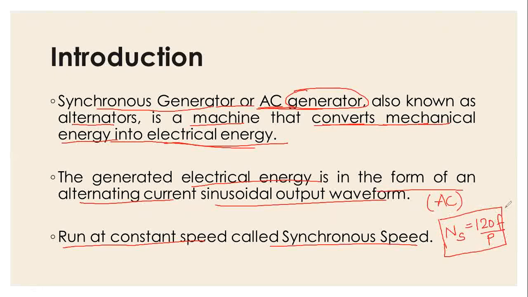And this we will see in detail later when I tell you about the frequency of the induced EMF. There also we will derive this equation, where we will see how the speed depends upon the frequency as well as the number of poles. So these generators basically run at this speed constantly. That is why they are called synchronous generators.